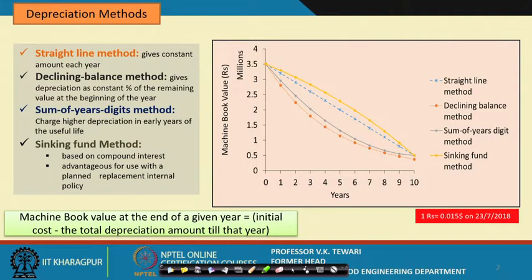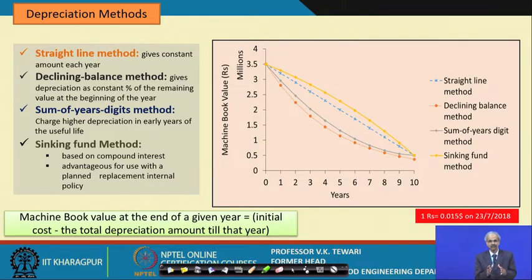We have just listed those methods here. The straight line method gives a constant amount each year. This is one method which is very widely used, and on a thumb rule basis one can use it. The declining balance method gives depreciation as a constant percentage of the remaining value at the beginning of the year. This is another way of looking at it. The sum of years digits method charges higher depreciation in the early years of the useful life. Yes, you can think of it, because in the early years definitely higher depreciation, and as it goes, it will be lesser and lesser.